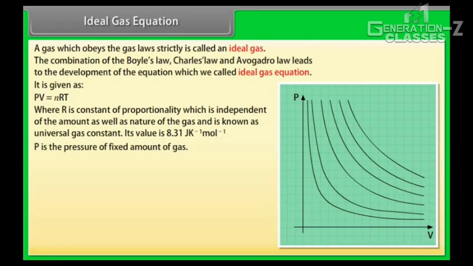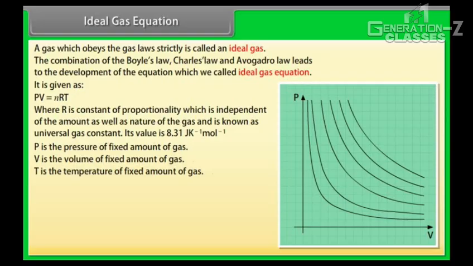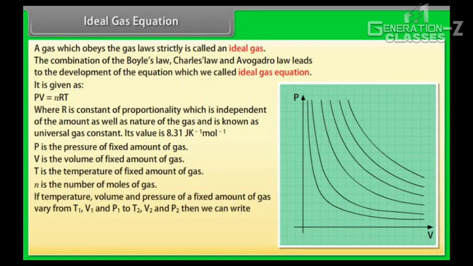P is the pressure of a fixed amount of gas. V is the volume of a fixed amount of gas. T is the temperature of a fixed amount of gas. n is the number of moles of gas. If temperature, volume and pressure of a fixed amount of a gas vary from T1, V1 and P1 to T2, V2 and P2, then we can write P1 V1 by T1 is equal to P2 V2 by T2. This equation is called the combined gas law.